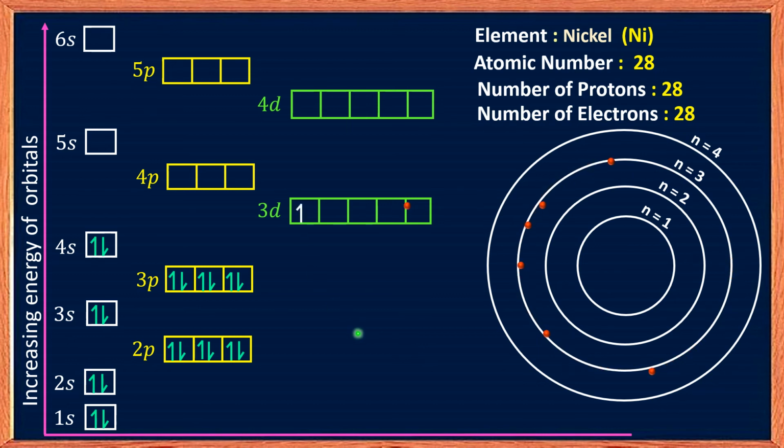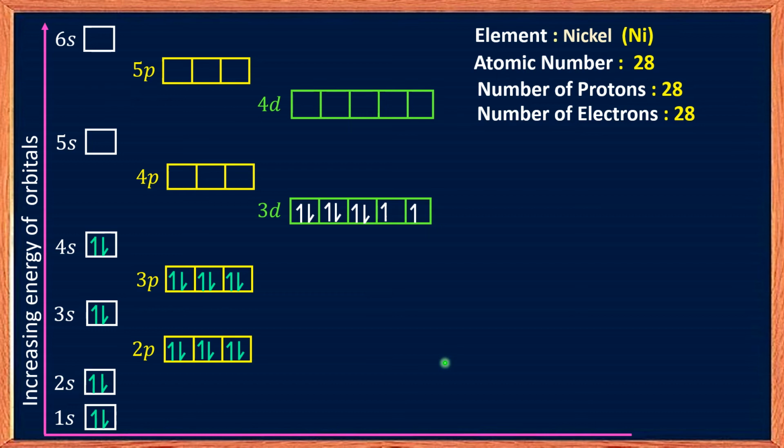21st electron, 22nd electron occupies one of the empty orbitals. 23rd electron occupies another empty orbital. 24th electron occupies another empty orbital. 25th electron occupies the last empty orbital. Then pairing will take place. 26th electron pairs up with this electron here. Next 27th electron, and the discriminating electron is the 28th electron. It pairs up with this electron. So totally 28 electrons have been filled.